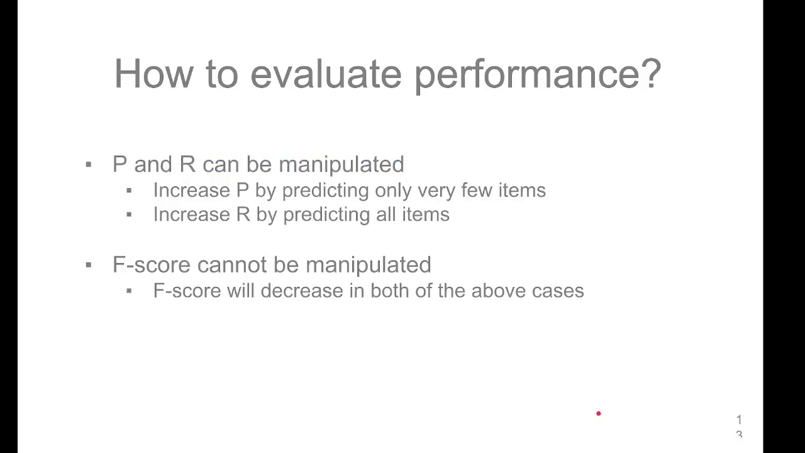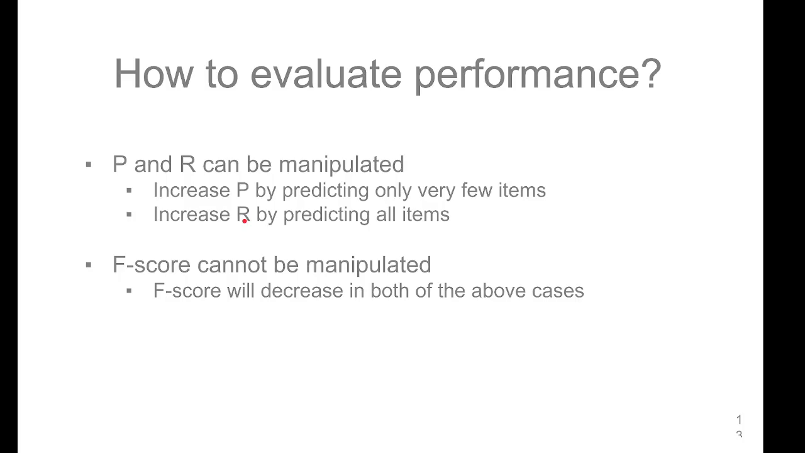Now let's assume we wanted to manipulate the precision or the recall, and then motivate why we need that F-score, because that cannot be manipulated. So we're increasing the precision artificially by only predicting very few items. By predicting only very few items, we make very few mistakes, and that means the precision goes up. But of course, if we predict only very little, then the recall will go down.